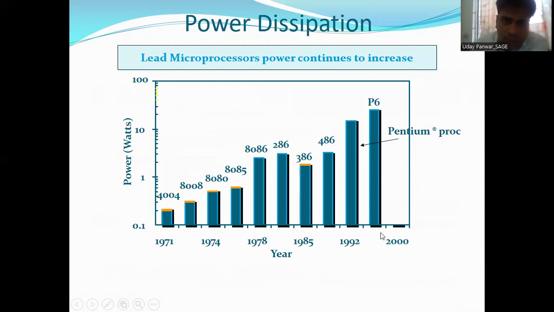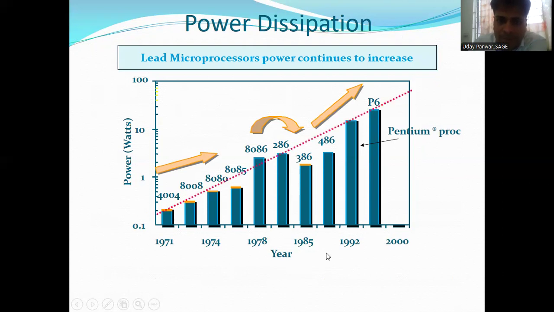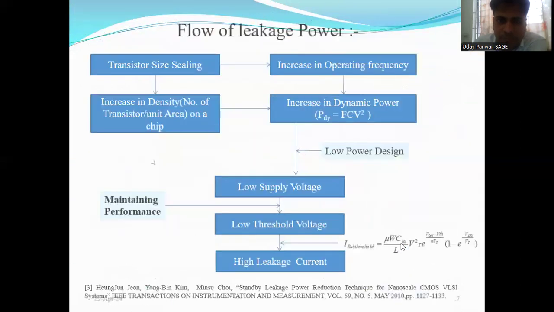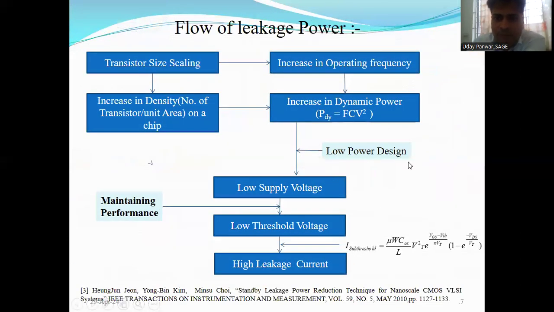So this is the graph. This graph shows the exponentially increasing power dissipation, or dynamic power dissipation, of a processor. Now, what do we do to reduce this dynamic power dissipation? This flow shows the things regarding low power dissipation designs.